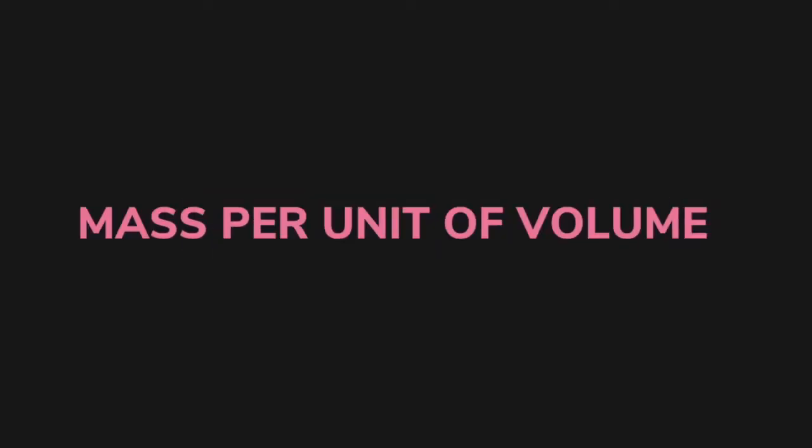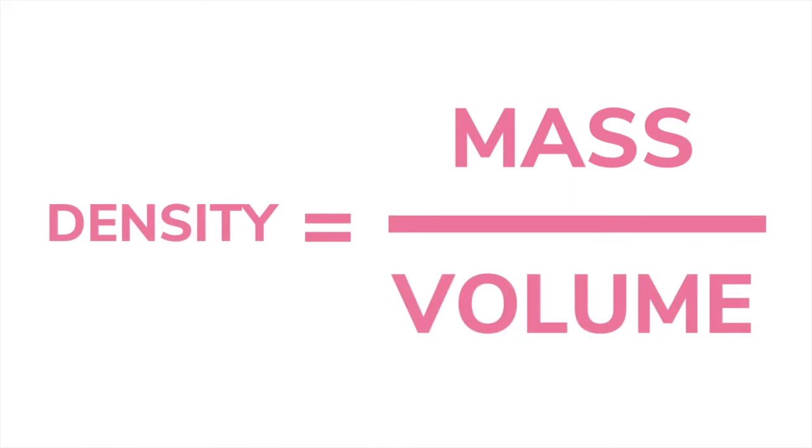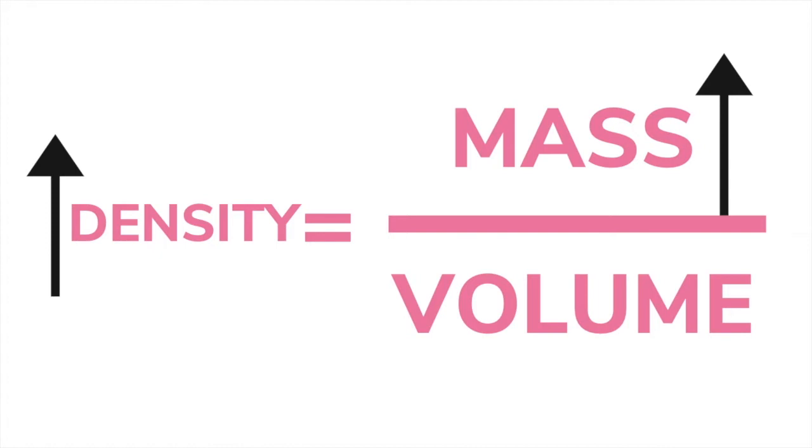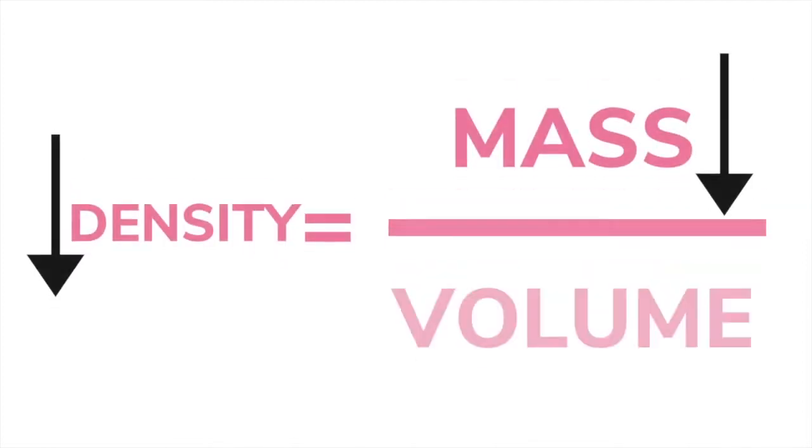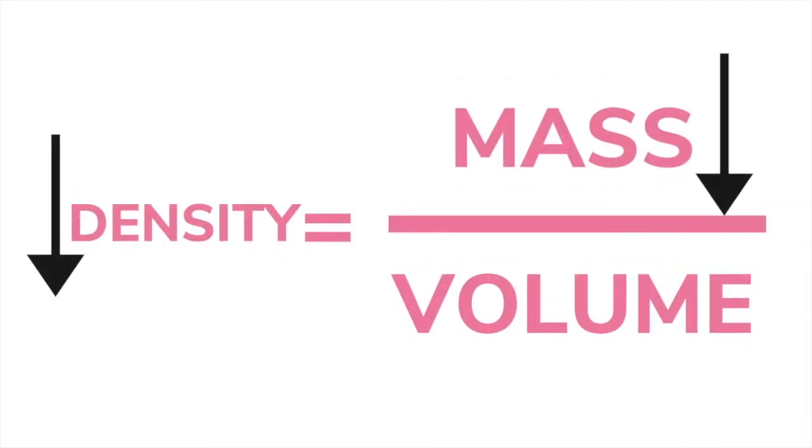Density is defined as the mass per unit of volume. The formula for density is mass divided by volume. Density tells us how tightly each substance is packed together. Based on the density equation, if the weight or the mass of something increases but the volume stays the same, the density has to go up. Likewise, if the mass decreases but the volume stays the same, the density has to go down.